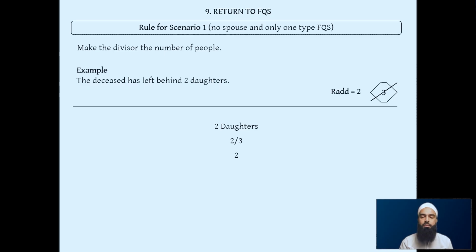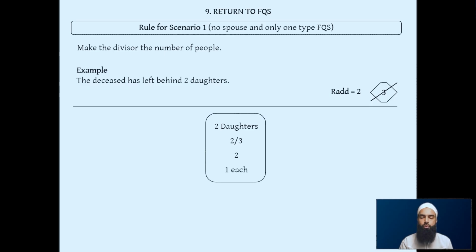So we write Rad equals 2. We do a Rad of 2. So instead of distributing the property into 3 parts, wherever the money left over or the estate was, we will divide the property into 2 parts now. In turn, we have made each daughter's share proportionately bigger. We didn't have to mess around with anything else. The daughters are receiving 2 together, so they'll receive 1 each. And that's as simple as that.